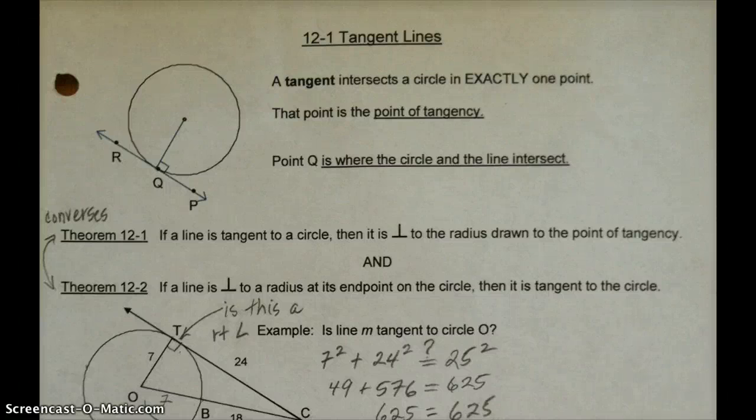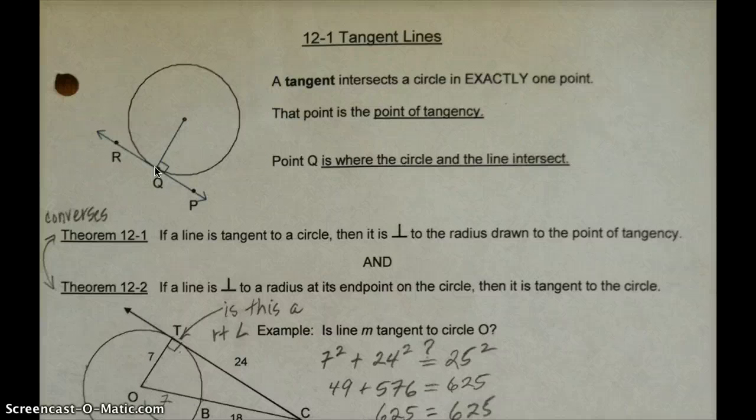Chapter 12. The first section in Chapter 12 is tangent lines. So we're going to be talking about circles and lines that are tangent to the circle. A tangent will always be a line, and it intersects the circle at exactly one point. That point is the point of tangency. So point Q in this case is where the circle and the line intersect, so it's the point of tangency.